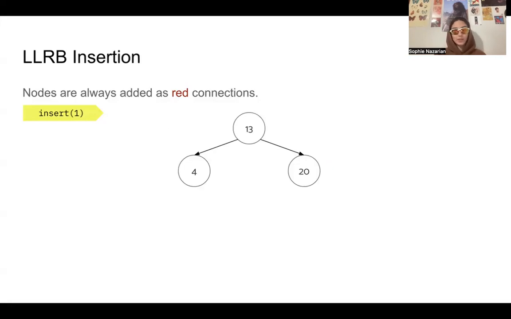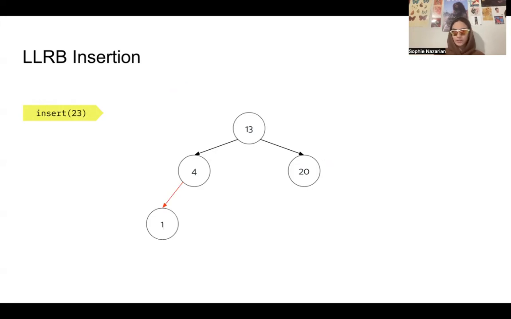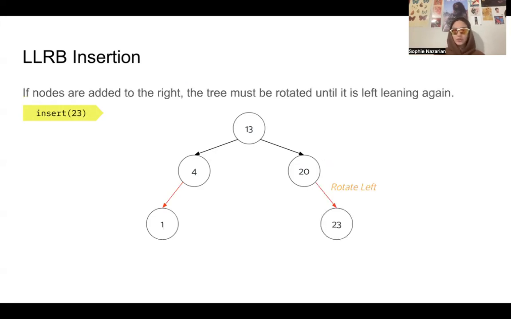Let's say we want to insert 1. If we insert 1, it's going to go right there. It's on the left-hand side. It doesn't violate anything, so we don't have to do any balancing operations. We're good to go. What if we want to insert 23? Inserting 23 is going to end up on the right-hand side, and that violates a rule. Red cannot be on the right. So we just have to rotate it left, and that'll fix that. So 23 is going to pop up, 20 is going to come down, and the red link stays red.